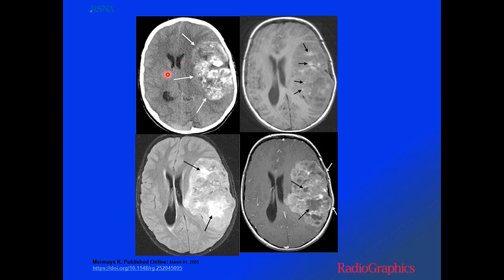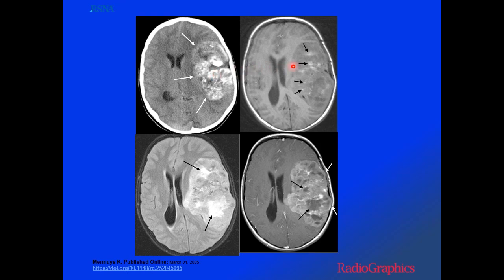These images demonstrate a heterogeneous density mass within the left frontal and anterior parietal lobes with multiple areas of hyperdensity likely representing calcifications on this non-contrast head CT.